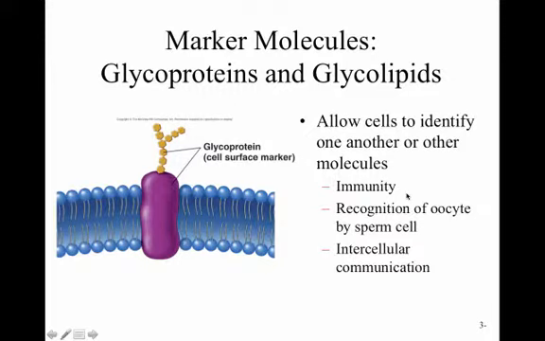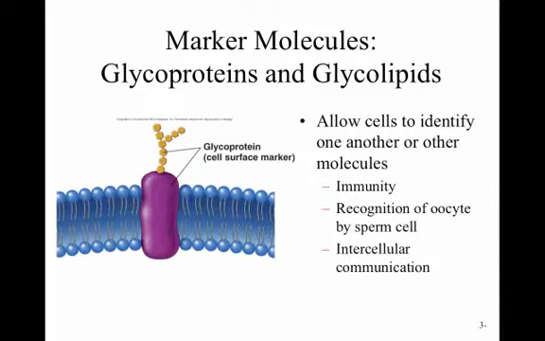So marker molecules are glycoproteins and glycolipids. We already talked about what they kind of look like. So there's a carbohydrate chain attached to a protein or a lipid. And this allows cells to identify one another or another molecule. This is what is responsible for the immune response. So your body would recognize a foreign cell because its marker is different than what your body's marker is. It's the recognition of an oocyte by a sperm cell and intercellular communication.